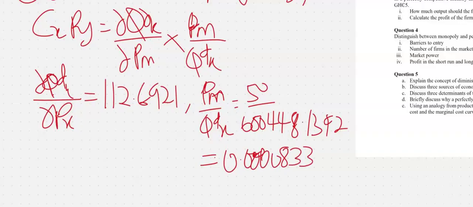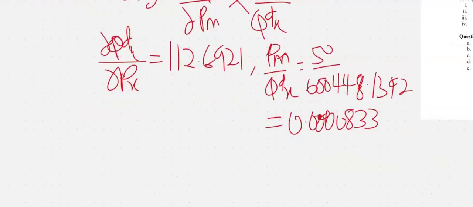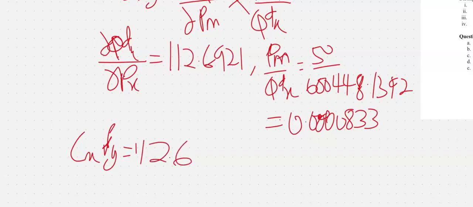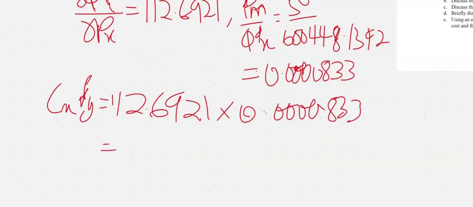All right. So we come back to the formula of the cross price, which is CXPY equals 112.6921 multiplied by 0.1234833. So we have 112.6921 times 0.1234833.